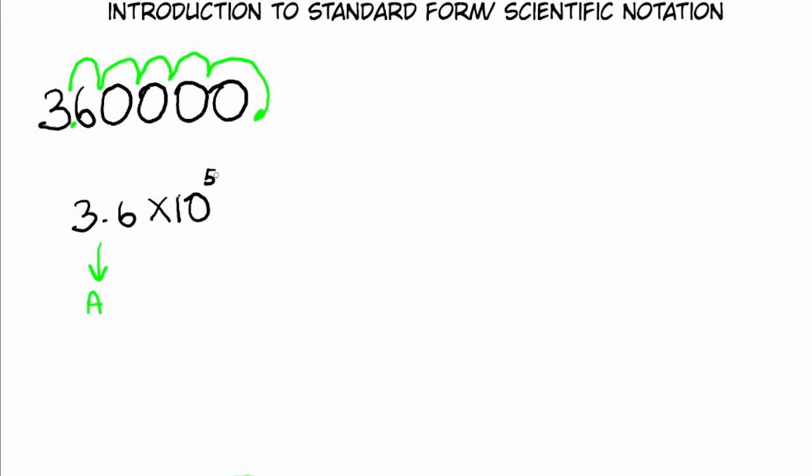Let's look at another example. This time we have 43,000. First thing, we have to write this number as a value between 1 and 10. How do we do that? We move our decimal point, and in this case, we'll be moving our decimal point to the left. Let's go ahead and move our decimal point until we get a number between 1 and 10.